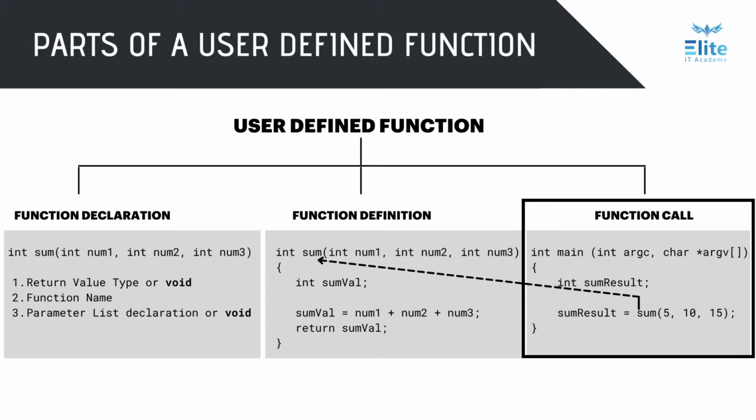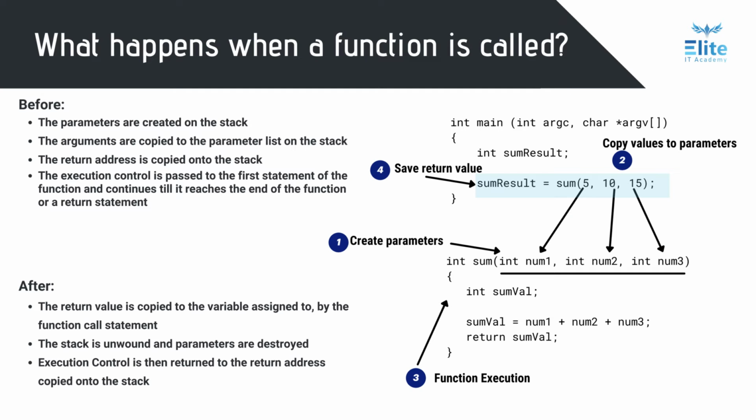A function call is done in an expression. It results in the function being called. After the call is done, it returns to the following statement after the call. Now, what happens when a function is called?